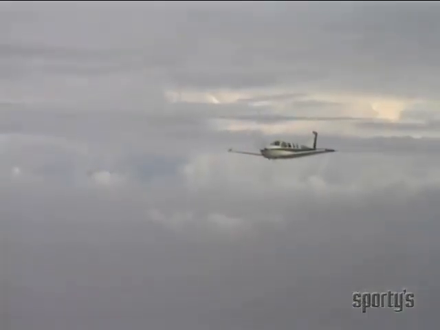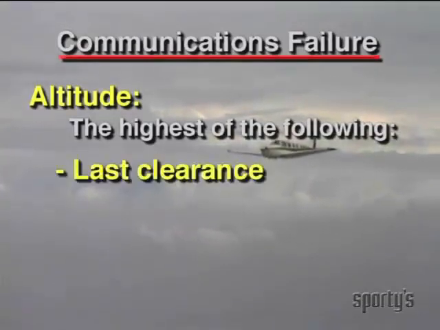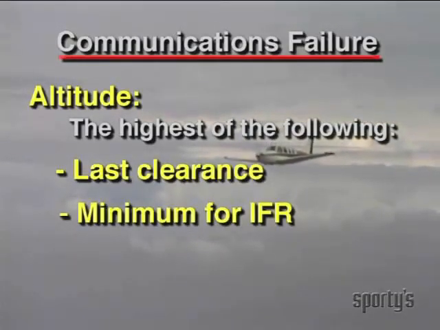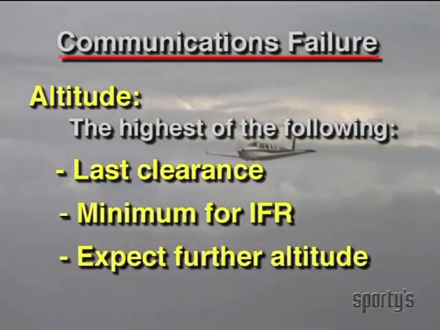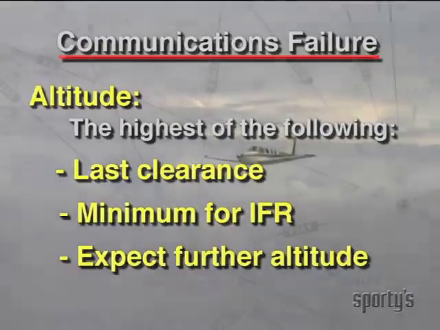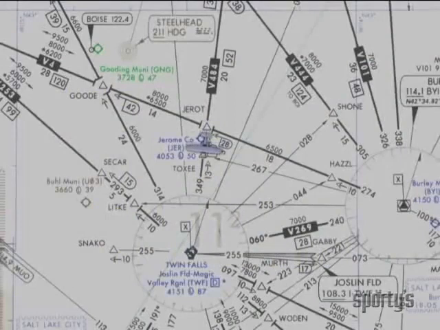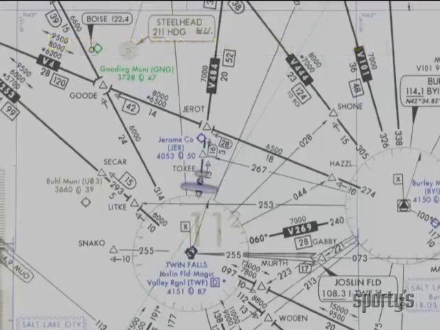During the cruise portion of the flight, fly at the highest of the following altitudes or flight levels: the last clearance, the minimum altitude or flight level for IFR, or the altitude or flight level specified in an expect further clearance. En route to Salt Lake City on Victor 484, a pilot has a two-way communications failure approaching the Twin Falls Vortac. The last assigned altitude was 9,000 feet, and the pilot was not given an expect further clearance.